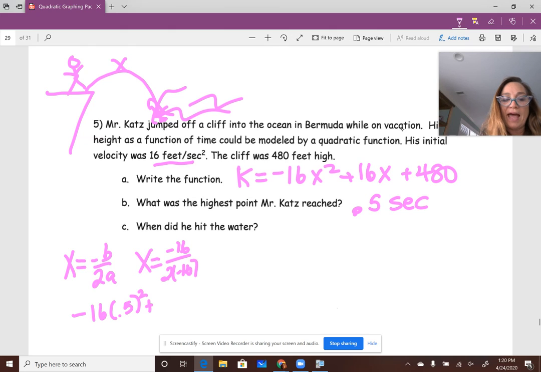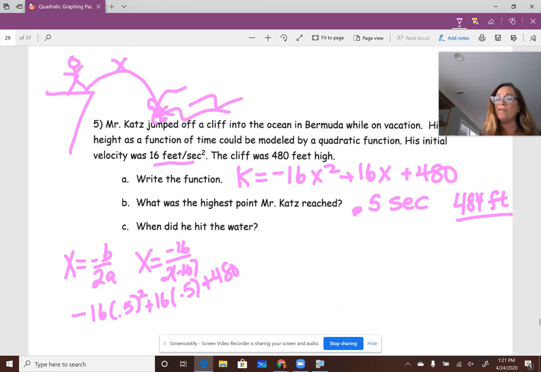When they ask you questions about the vertex, you always have to make sure you refer to the x and the y. This is just really asking about the y. The x is usually the time. Time is very common as your x variable in questions like this. Height is very common as your y variable. And what is the highest point he reaches? I'm sure by now you don't have to see me enter the calculator. 484 feet.